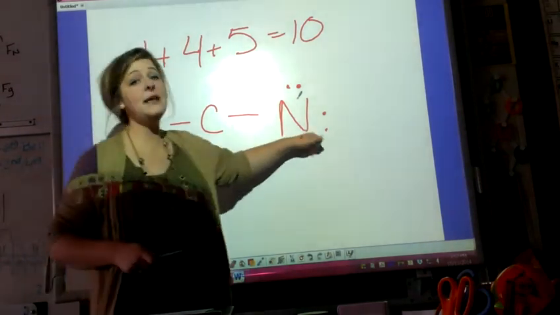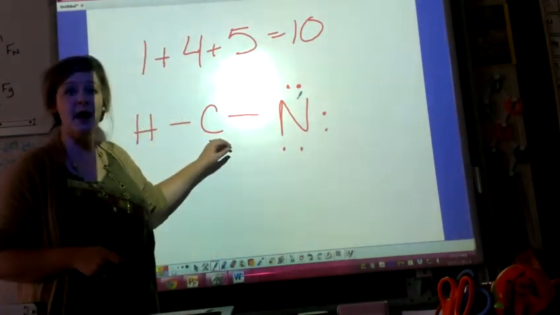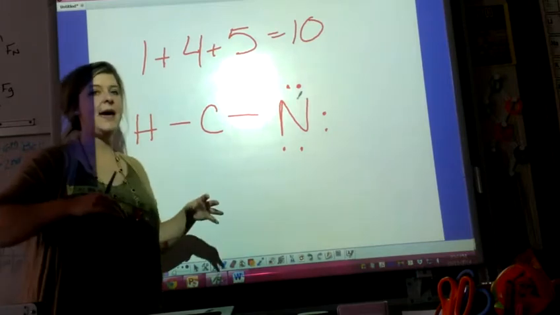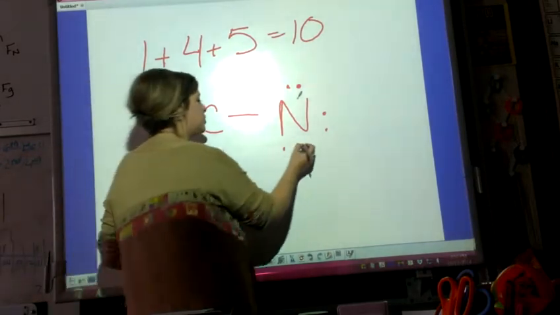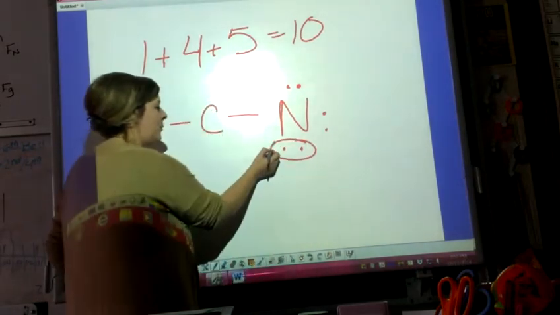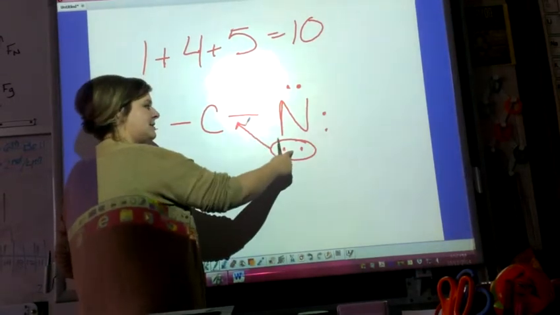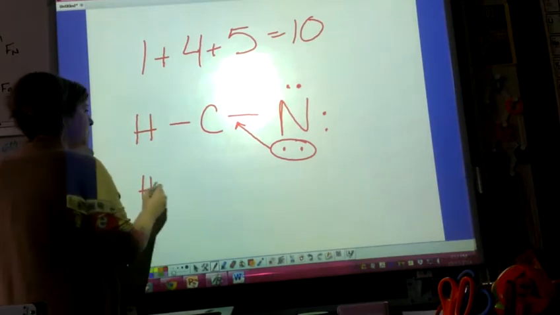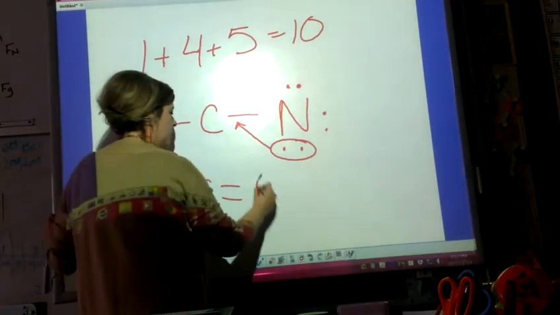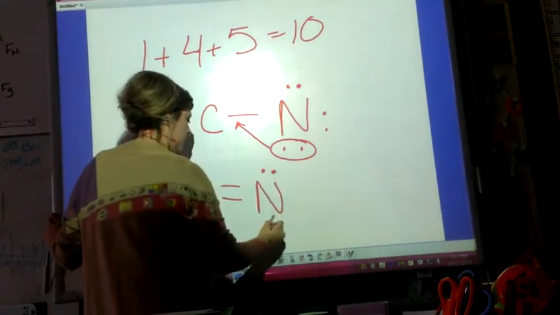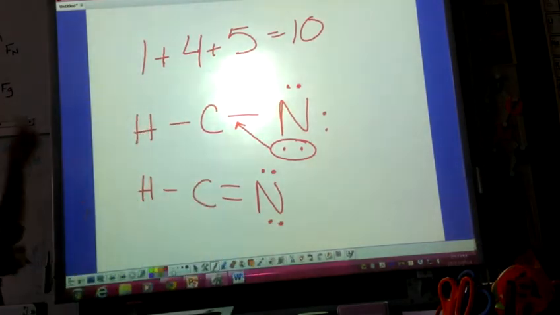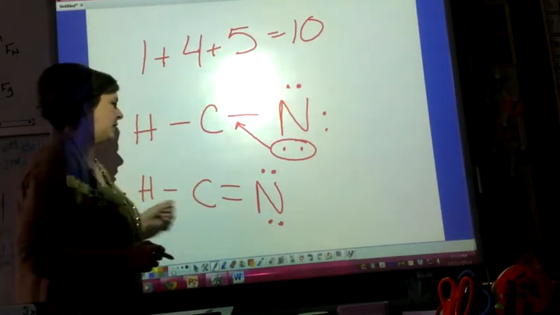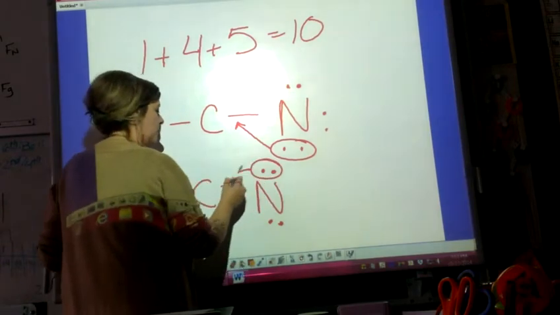Hydrogen does, nitrogen does, but carbon does not. So because carbon doesn't have that fulfilled octet, it's going to share some of the lone pair. So this lone pair can be shared between the nitrogen and the carbon. So if I do the 1, I would have that. But carbon still doesn't have a fulfilled octet, so it's going to share another pair.